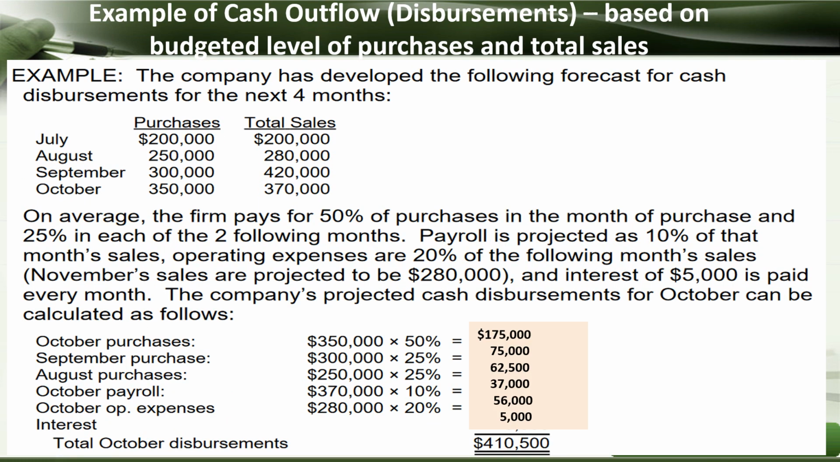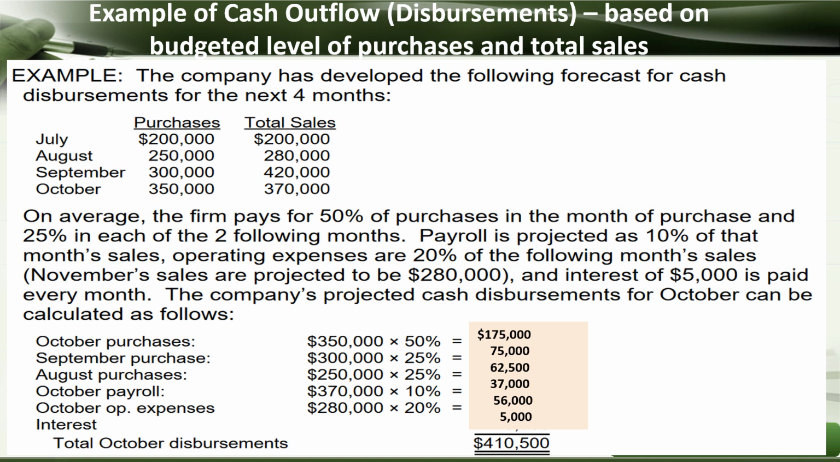Similarly, this is the cash outflow budget about the disbursements. Similar example, but here now the purchases: from these purchases, how the cash outflow is going, accordingly we have to calculate. So cash disbursement activities will be budgeted.